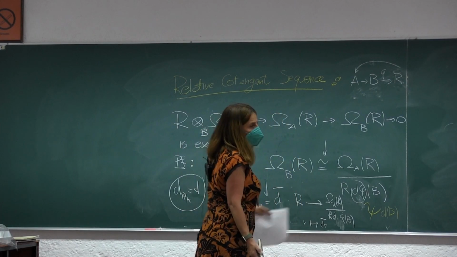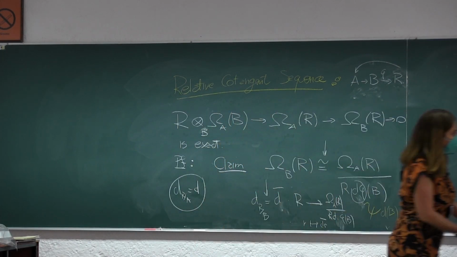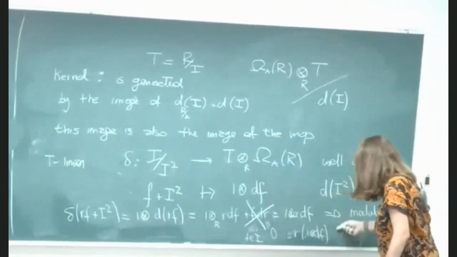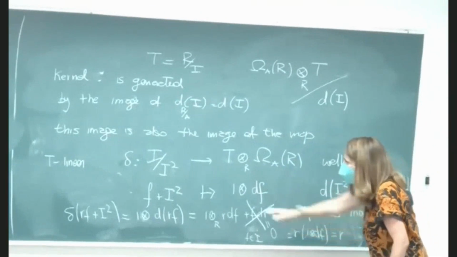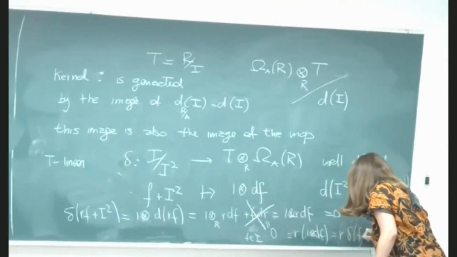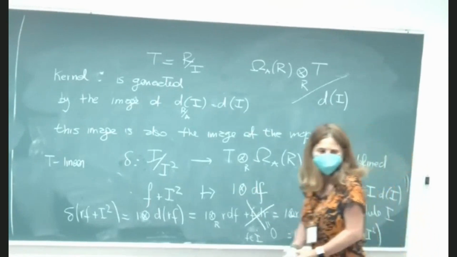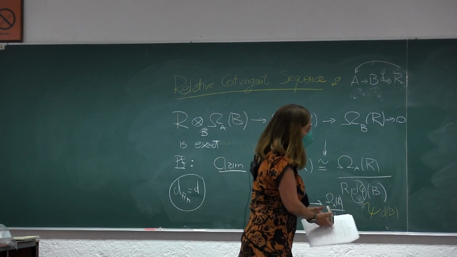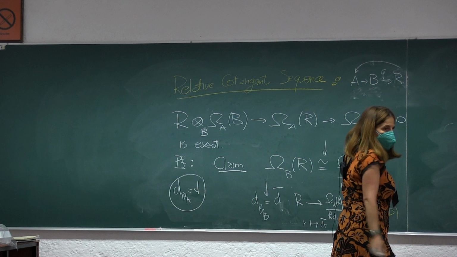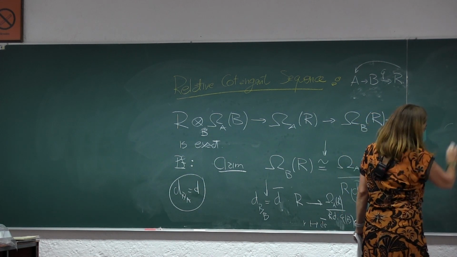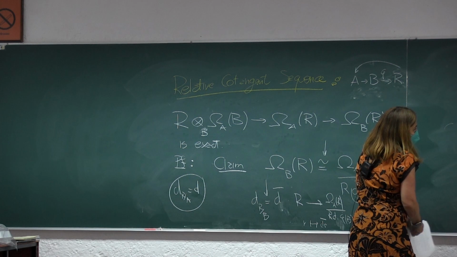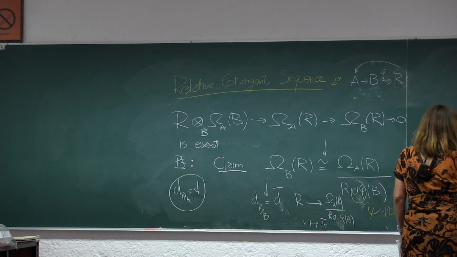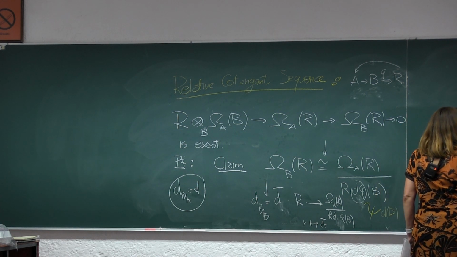So now, is this clear? I mean, if you want, I don't have space to write, but this 1 tensor df is the image. So this is really R times the image, delta of f plus I square. Okay? So this map is T-linear, and so this is a sequence of T-modules, and the claim, and that's the conormal sequence, the claim is that this sequence is exact. And that's the theorem.